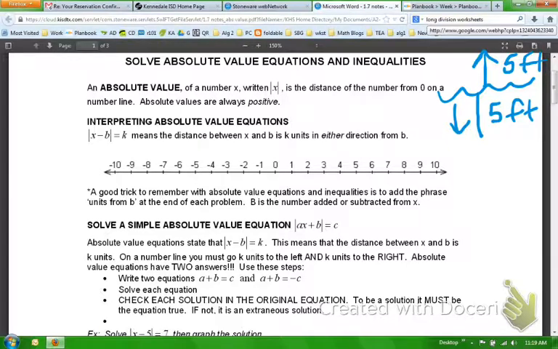It can be as simple as there are people to the left of you 2 desks over, and there are people to the right of you 2 desks over. So that distance is positive, but it can be in a negative direction or a positive direction.